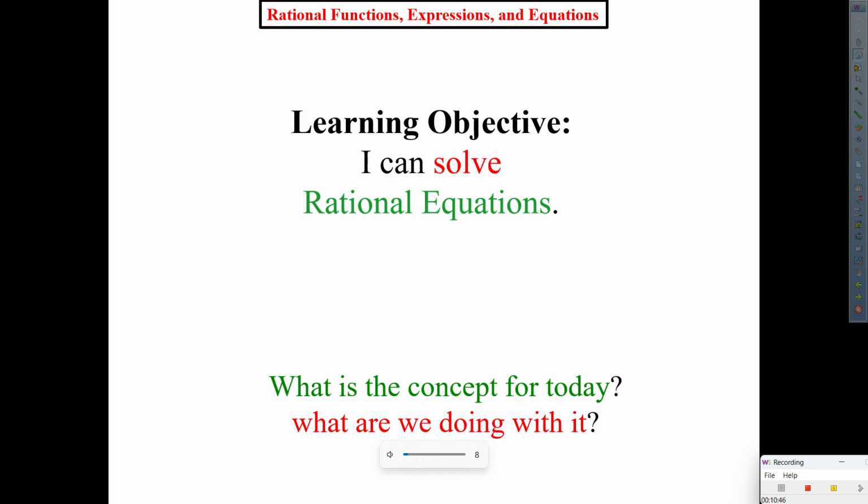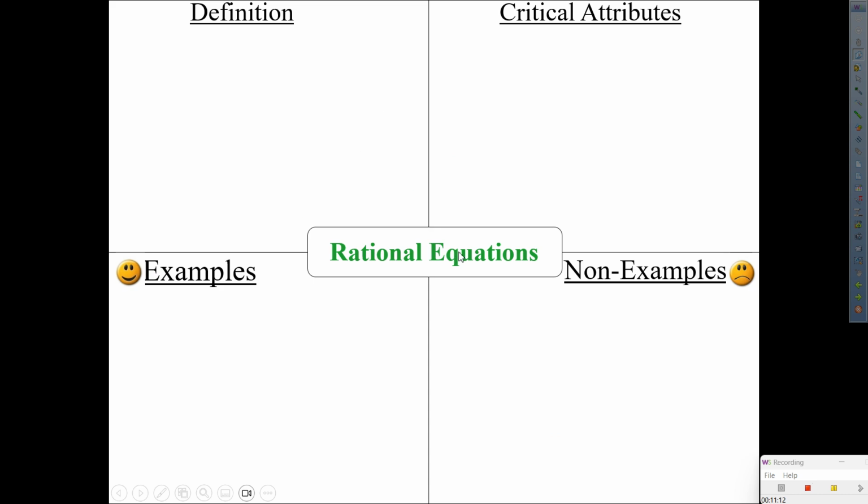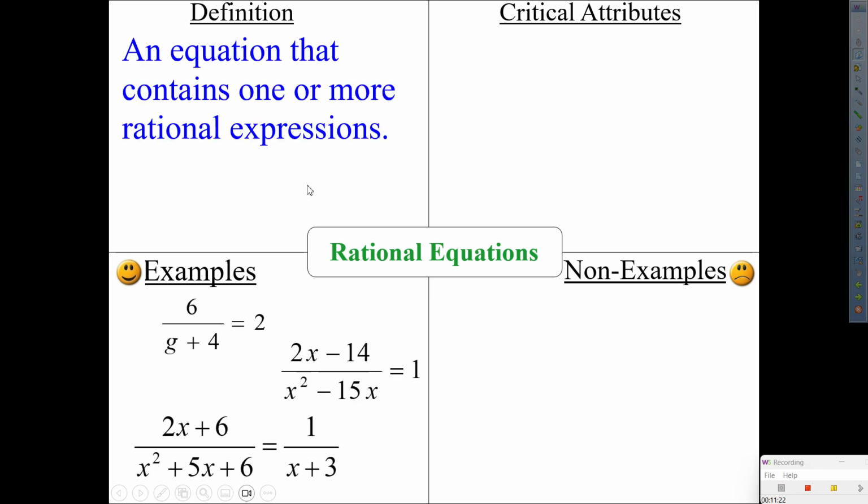All right, here we go. I can solve rational equations. So what concept are we still on? On rational equations. We have a Frayer model that we took notes on that looks like this. And it said that rational equations are equations that contain at least one fraction or a rational expression.